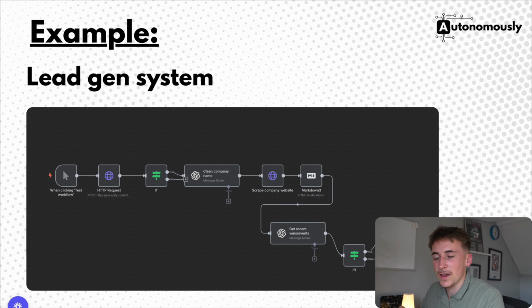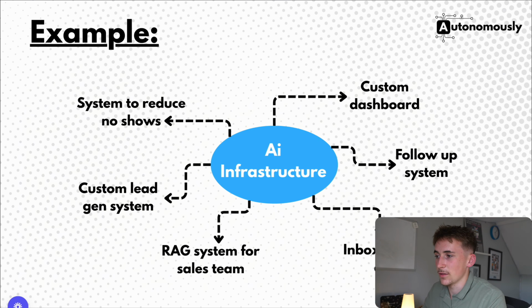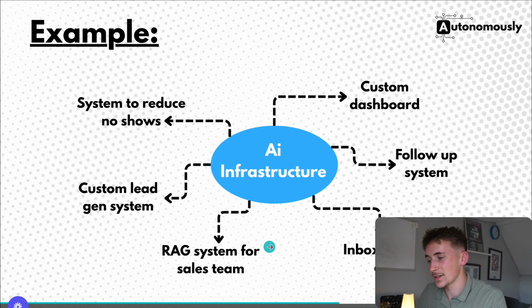But if you're looking at actual AI infrastructure that does a similar kind of thing, it might look something like this. So in this case, we've still got the lead generation system, but this time it can be more customized. So it can be doing specific leads that are more custom to the actual business that we're working with. And we can also have some systems to reduce no-shows. We can have a custom dashboard set up for this business. We can have a custom follow-up system set up, an inbox manager agent, a RAG system for the sales team.